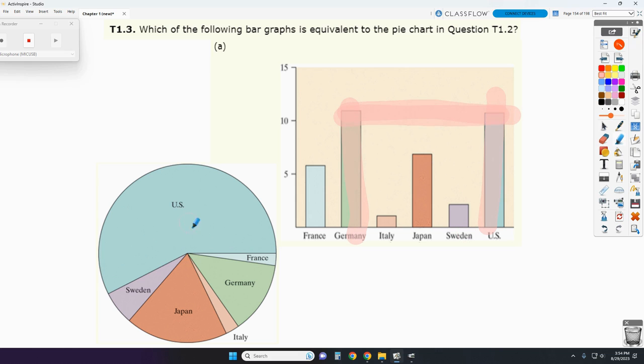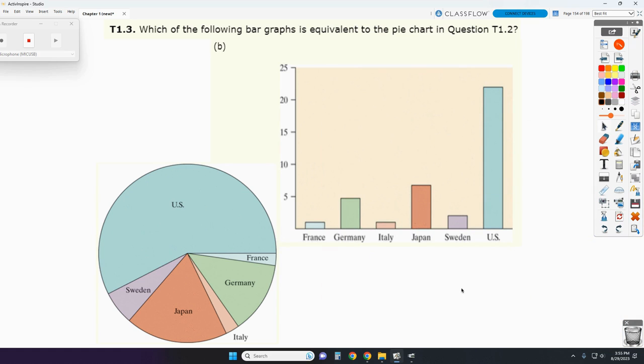So one thing that catches my eye here is that Germany and U.S., they look about even here. And if I were to go look at the U.S. and Germany pie slices, do they look like they're about even? And I would say, no, they do not look like they're the same. So I'm fairly confident A is not the correct one.